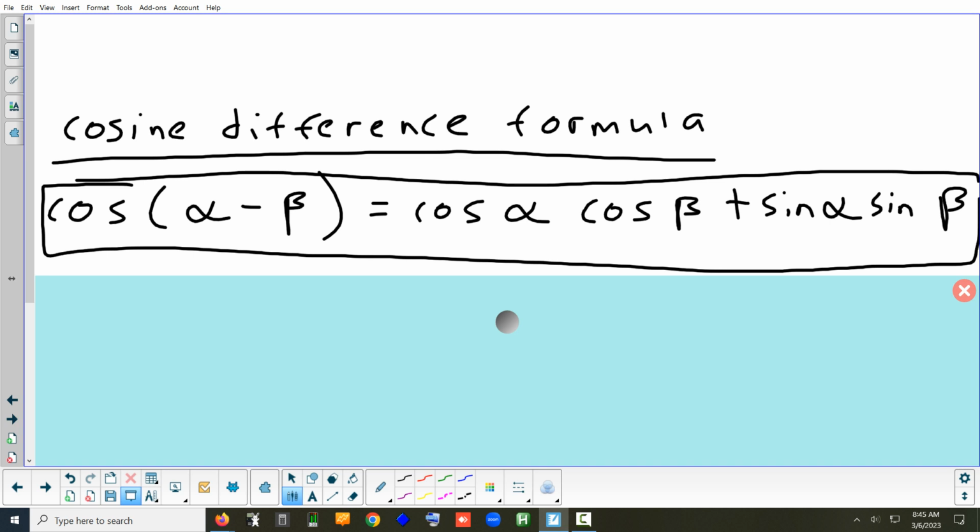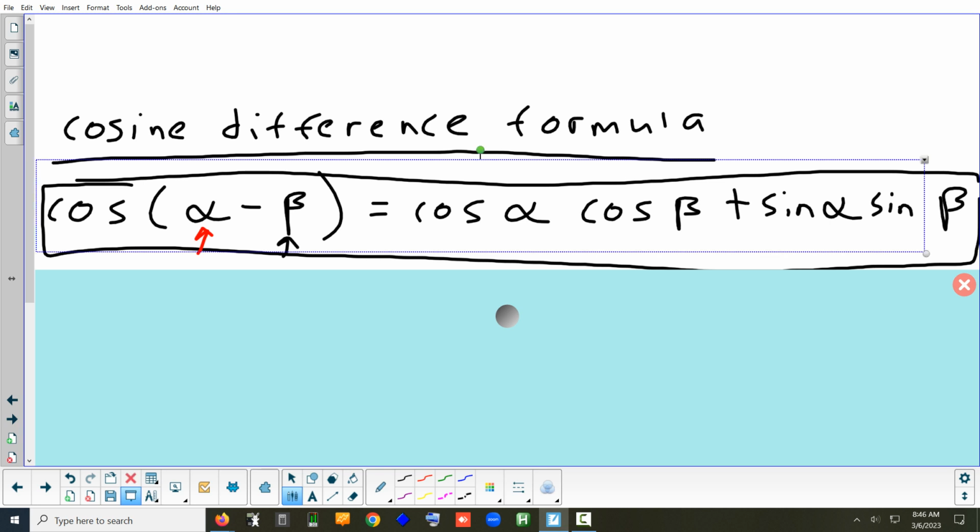This is called the cosine difference formula. Usually, if you're doing a problem where you're going to calculate a value, alpha and beta would be numbers. Technically they could be any numbers you want, but most of the time, they're multiples of 30 or 45. In every problem we do, these two numbers will be multiples of 30 and 45, like 60 and 45, or something like that.